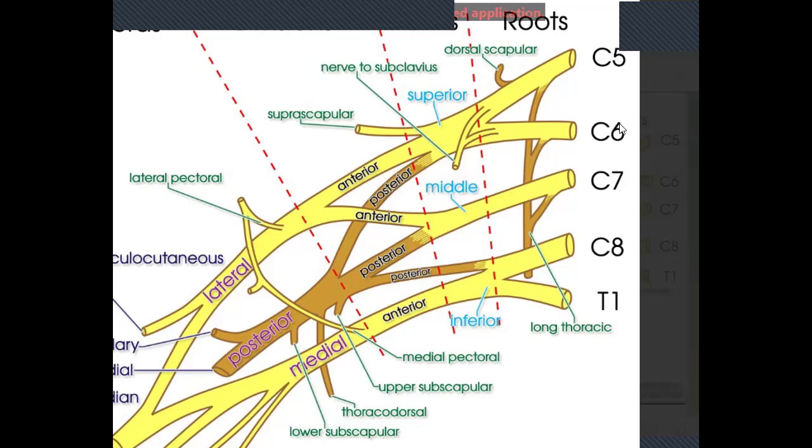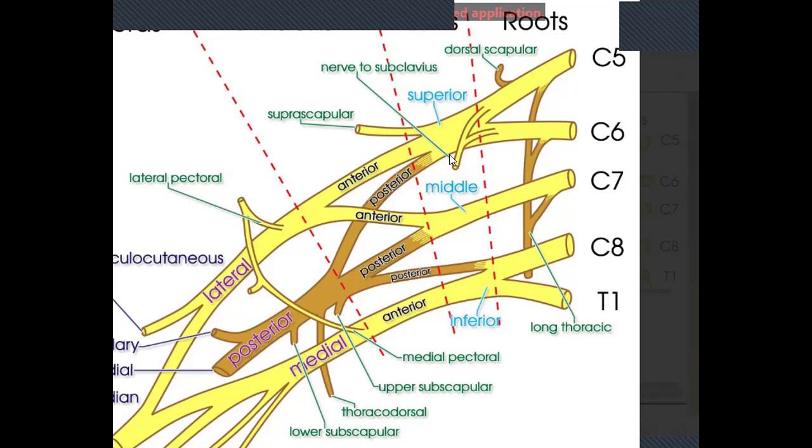Coming back again to the roots. The roots C5 and C6 anterior rami join to form the superior trunk, whereas C7 remains single as the middle trunk, and the lower one, C8 and T1, unites to form the inferior trunk. So they are superior, middle, and inferior. That's how they are formed.